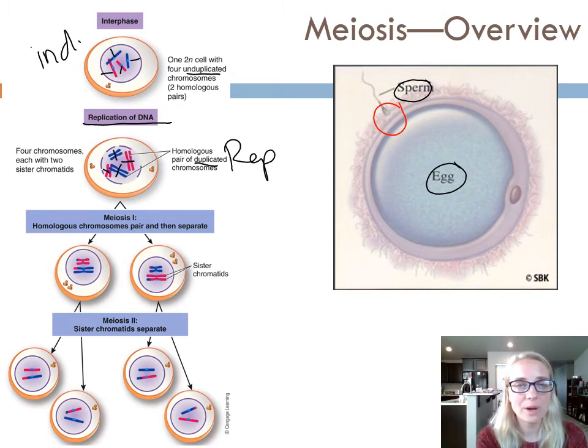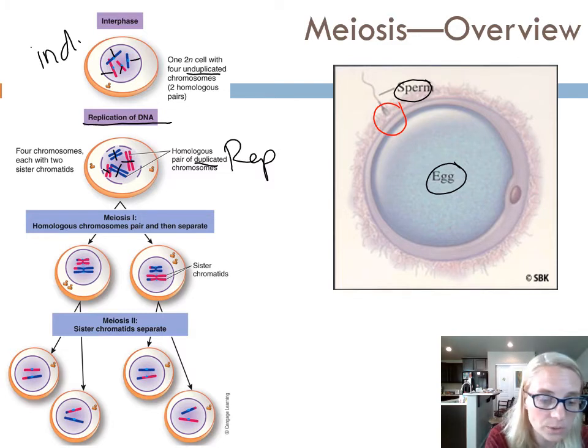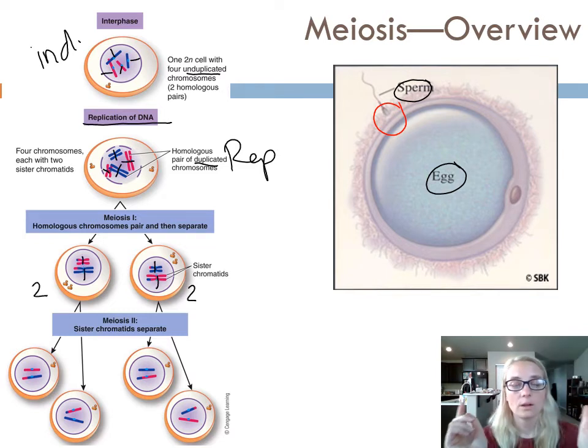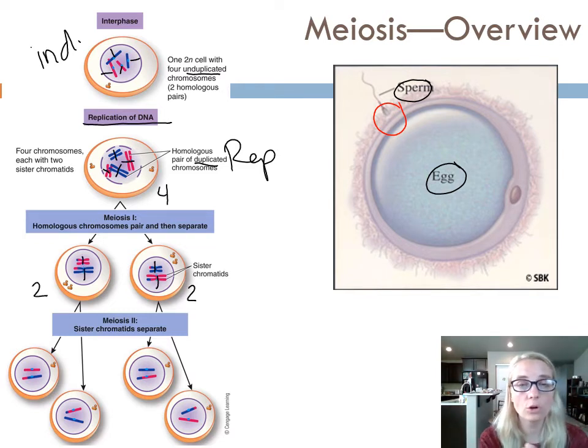At the end of meiosis 1, how many chromosomes do we have in each of the daughter cells? We'll count our centromeres. We have 1, 2. So we just went from 4 chromosomes at the beginning of meiosis 1 to 2 chromosomes at the end of meiosis 1. So we have cut our number of chromosomes in half. We've gone from what we call diploid to haploid.